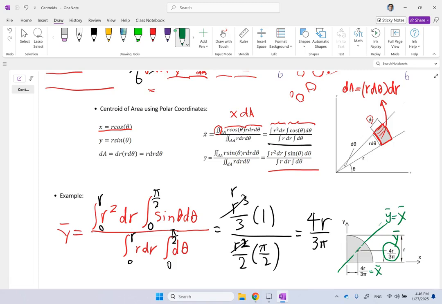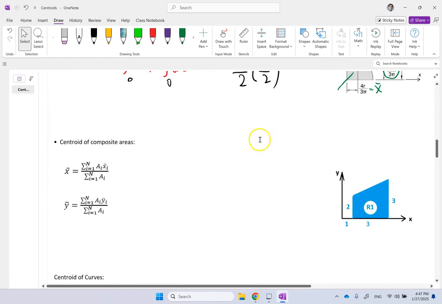Okay, done. So you see how much easier it is to do a simple integral with simple limits for this quarter circle as opposed to doing that square root thing that I just showed you and changing variables. So for certain shapes that are basically related to arcs and circles, using polar coordinates is always a lot easier than xy coordinates. Okay, let's move on to the next topic, which is centroid of composite areas.